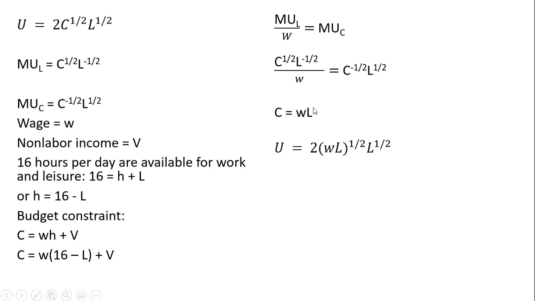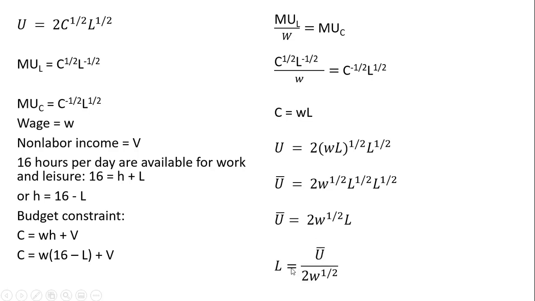We're going to take this C equals W times L and plug it into our utility function. So where I have C, I'm going to plug in W times L. And since C is raised to the 1/2 power, W times L will be raised to the 1/2 power. Simplifying this, L to the 1/2 times L to the 1/2 power is L. And now dividing through by 2 times W to the 1/2, we get this result.